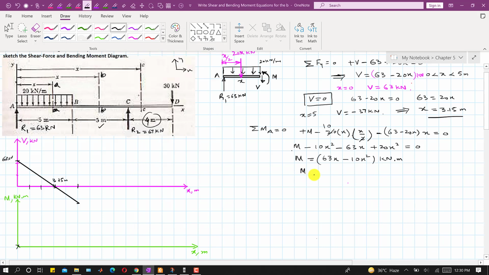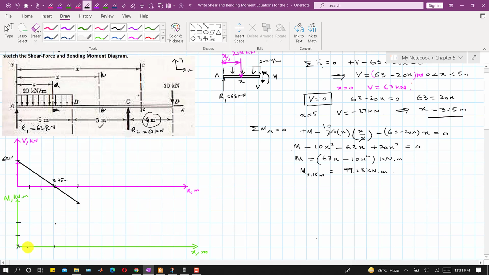So the moment is 99.23. So I will write that the moment at x equals 3.15 meters is equal to 99.23 kilonewton meter, right? So let's say that this box represents 50 kilonewton meters, so this will be 100. So at x equal to 3.15, somewhere here we will have that 99 point something value. So let's say that 99 point something is here, right?